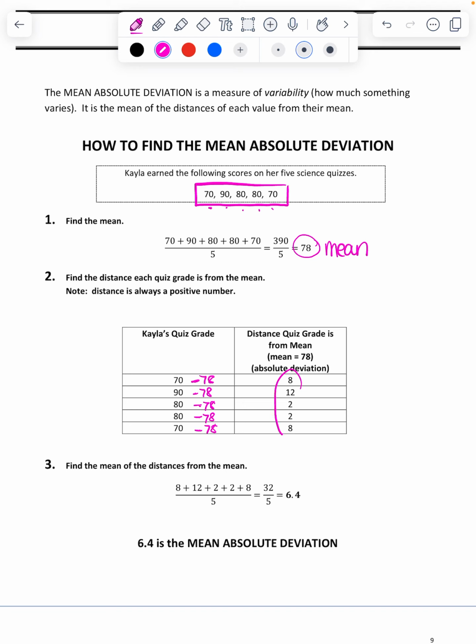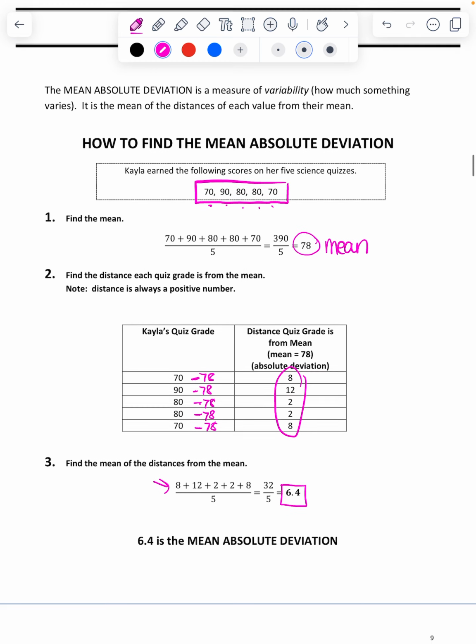You get these numbers now, and you find the average of those. So then you add up all of those numbers here. You divide by how many there are, which is always going to be the same number, 5, and we get 6.4. So 6.4 is the mean absolute deviation, which just says on average, the data varies 6.4 percentage points away from the mean. So that's how that works.